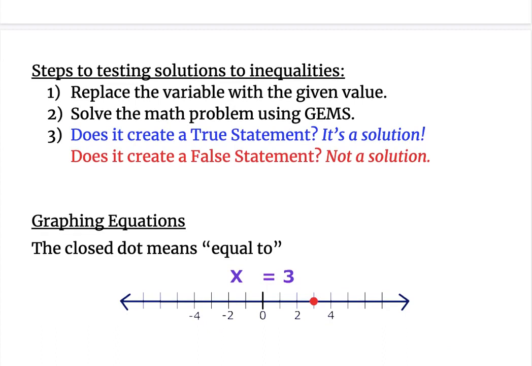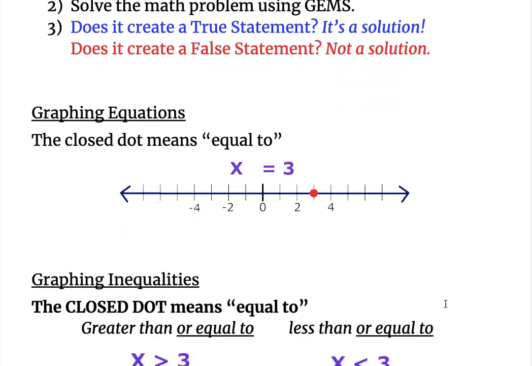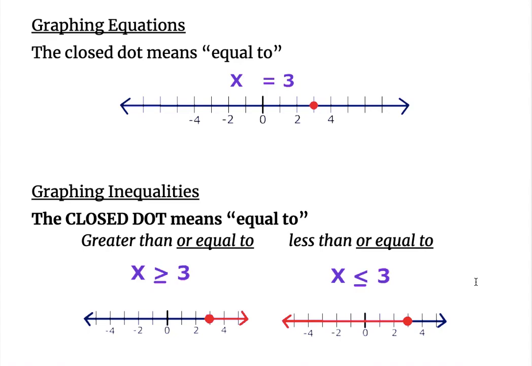All right, and when we are graphing equations, you have one answer. So let's say the solution was x equals 3. We would just create a number line and we would put a closed dot right where 3 would be. A closed dot means that it's equal to. So in this graph, we see that the solution is equal to the answer 3. We're going to use that same concept when we're talking about graphing inequality answers. So just like with equations, the closed dot also means equal to.